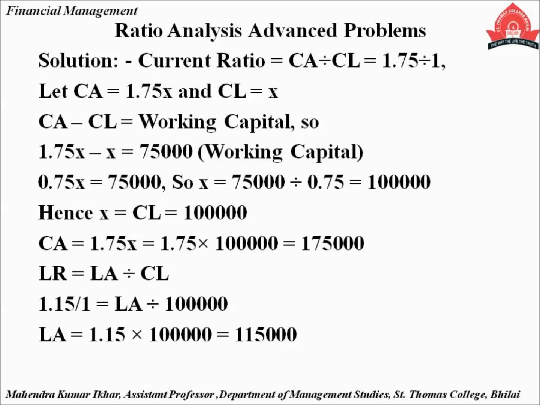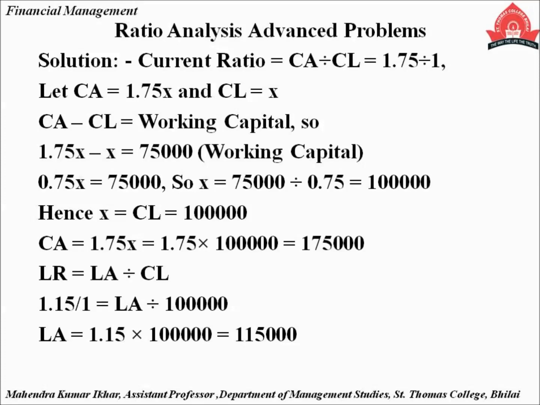Here we are going to solve the question. First we will use the current ratio, in which we have CA upon CL equals 1.75 divided by 1. So let CA equal 1.75x and CL, current liabilities, equal x. As we know, CA minus CL equals working capital. So 1.75x minus x equals 75,000. That is the amount of working capital given in the question.